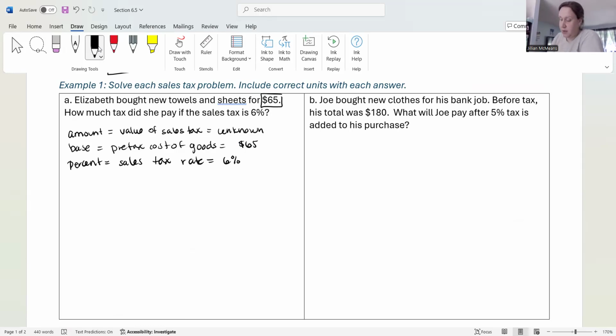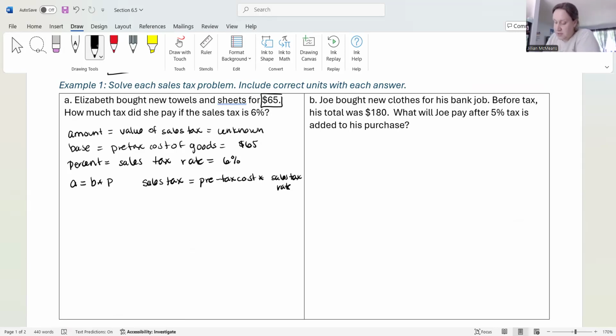So let's go ahead and use the percent equation first, and then in the second example, we'll do the percent proportion, okay? So remember, the percent equation is the amount equals the base times the percent. So when we talk about the sales tax equation, we would say, okay, the sales tax equals the pre-tax cost times the sales tax rate. We've just kind of replaced the amount, the base, and the percent with the very specific values for sales tax.